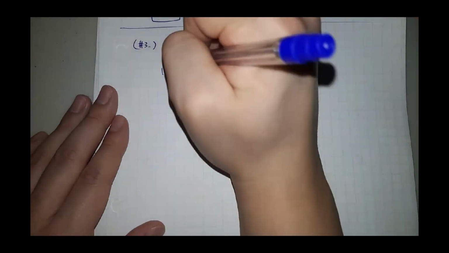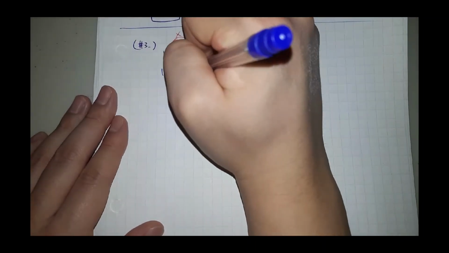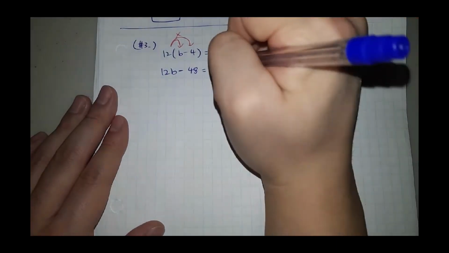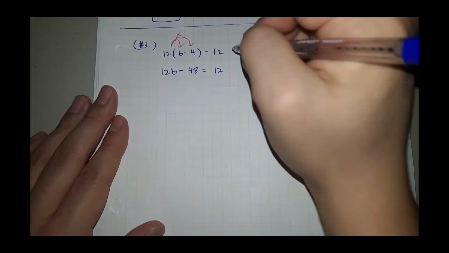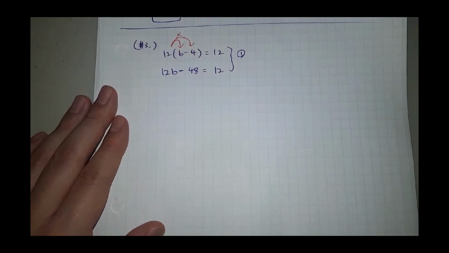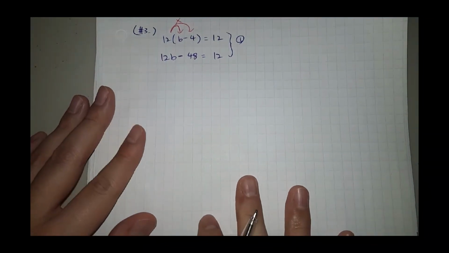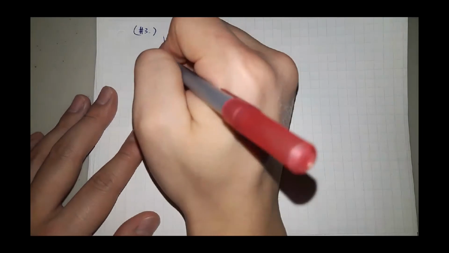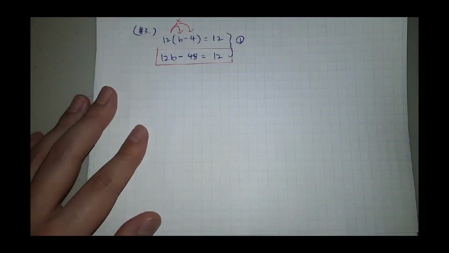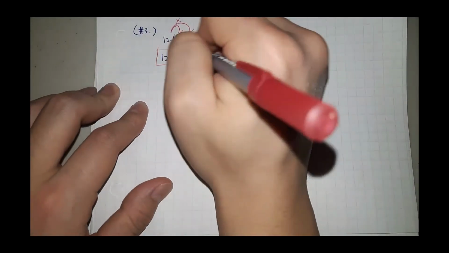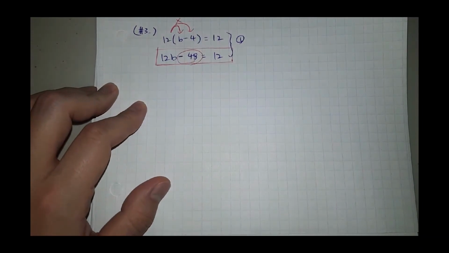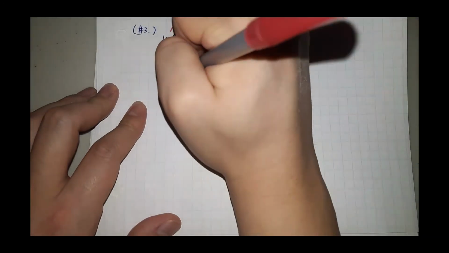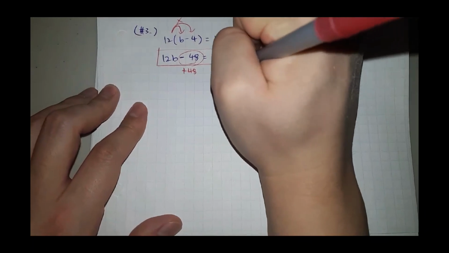So 12 times b is 12b. 12 times 4, you can use a calculator, but I'm going to use mental math. That's 48. First step done. Next step, I need to solve this two-step equation. I've got to get rid of my constant first. Minus 48. The opposite of that is plus 48 on both sides.